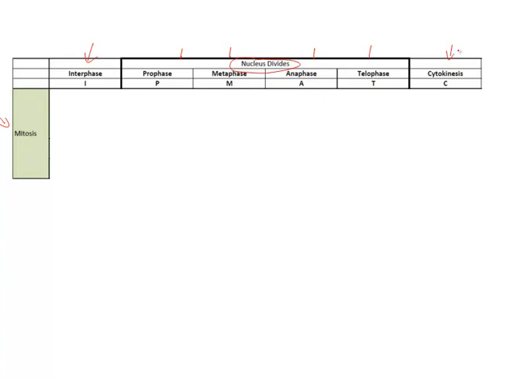The most important part of this chapter would probably be to make sure that you get these in the correct order. A really good way to remember them would just be IP, MAT, C. IP, MAT, C is what I've always used to remember them. It makes no sense, but that's what I've used since I first started taking biology years and years ago.